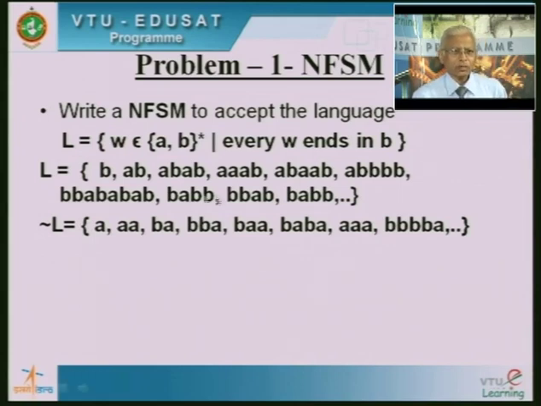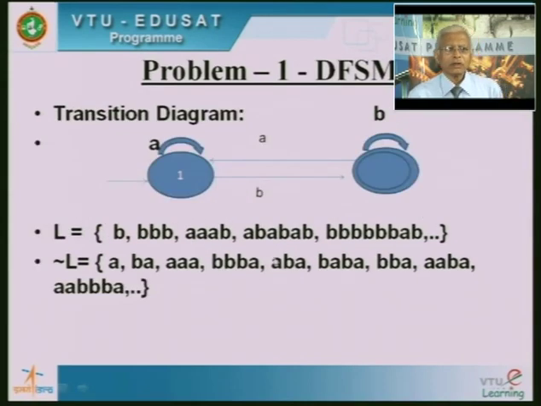If you look at the language, the simple thing to be accepted is B, because it ends in B; AB, AB, AB, everything ends in B. So these strings will have to be accepted. Then the complement, L complement, is not to be accepted: B may be there, but it does not end in B. So these should not be accepted. How to go about the deterministic one? Very easy, you wrote it yesterday in the last class.